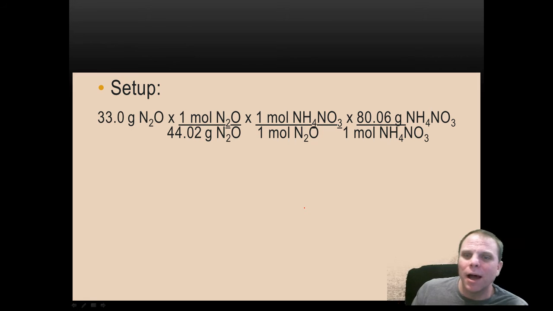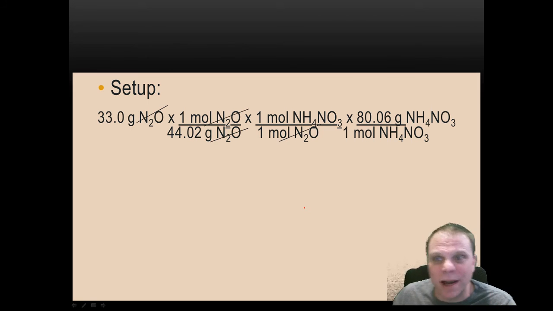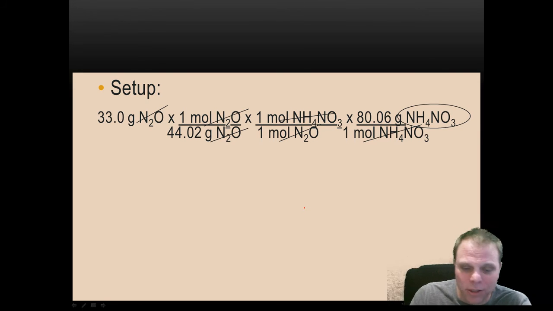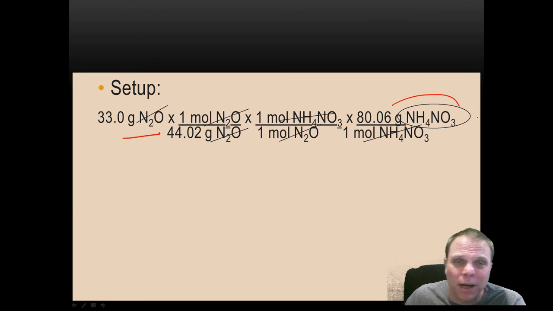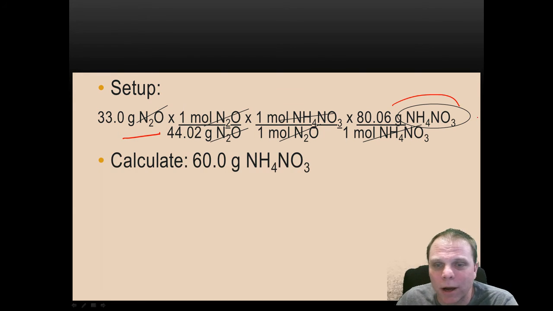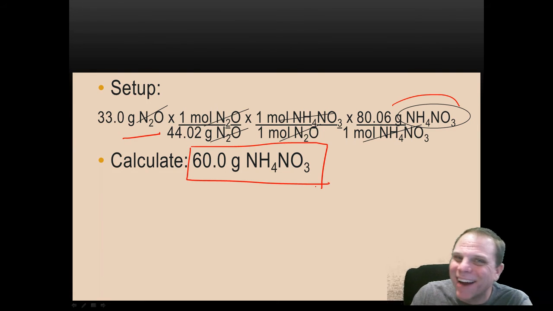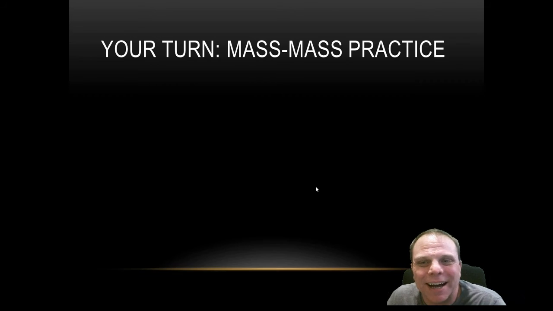Once you do this, make sure that everything cancels and that you get your final answer. Make sure that grams of ammonium nitrate, which is what you're looking for, is what you got. You start here with grams of dinitrogen monoxide, and now you've got grams of ammonium nitrate. That's where I wanted to go. Don't forget to box your answer, and you are golden. You ready to try it on your own? I know you are. All right, here we go.